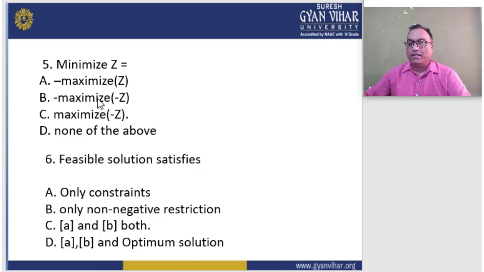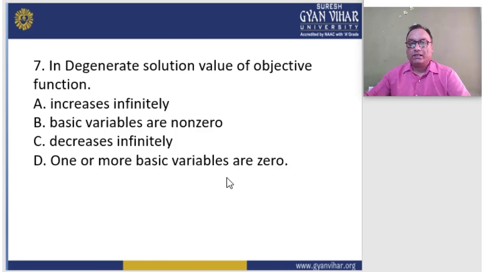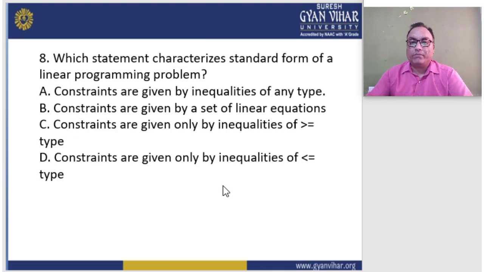And the next problem is here 7. In this question number 7, the degenerate solution: value of objective function increases infinitely, basic variables are non-zero, decreases infinitely, one or more basic variables are zero. So the correct answer is here D. D is the correct answer. One or more basic variables are zero for this case. And then move to question number 8.